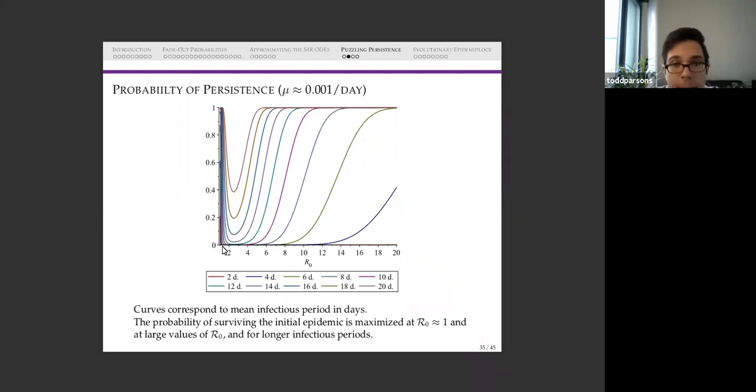One thought I want to add here is I'm not sure whether this is a good news story or a bad news story for COVID-19, with all the caveats that this is a much oversimplified model. Remember, the infectious period of COVID-19 is around 14 days, so that's this curve right here, and the R naught is around 2. So if we left everything alone, our model predicts that COVID-19 would very likely disappear at the end of the first epidemic.